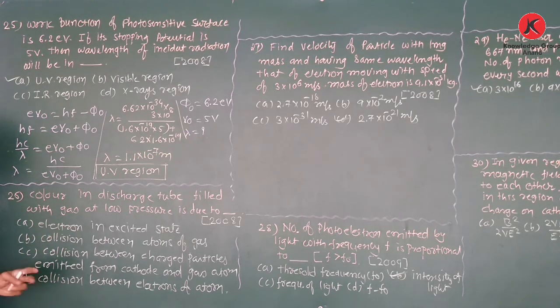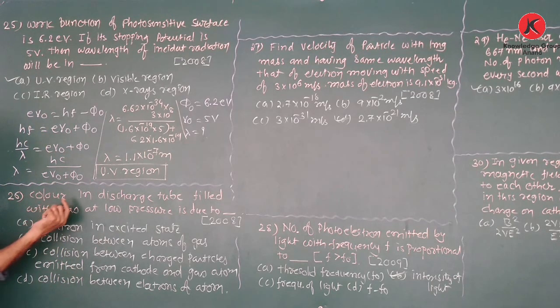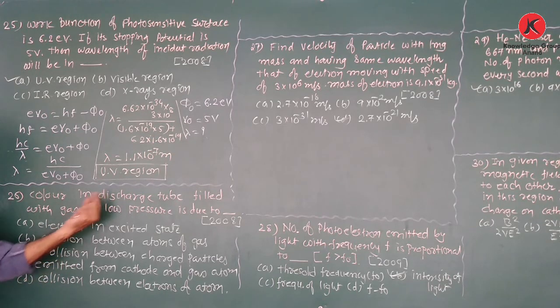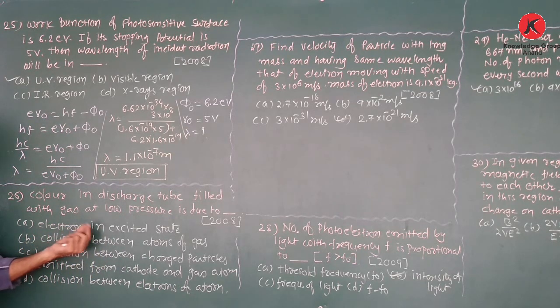After that, the next question asked in 2008 depends on the theory. Okay. Now, the color in a discharge tube filled with a gas at low pressure is due to which of the following options? Yes, atomic gas is filled in a discharge tube at low pressure. The color shown in this gas is due to which reason? First, the electron in excited state. Second, the collision between the atoms of gas. Third, collision between the charged particles emitted from the cathode and gas atoms. And D, collision between the electrons of atoms.